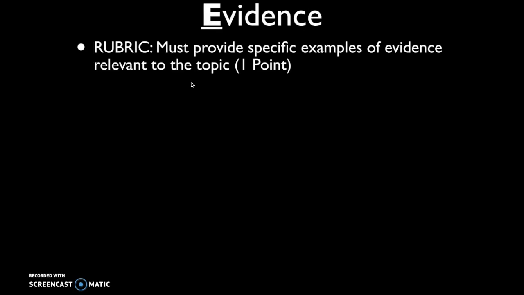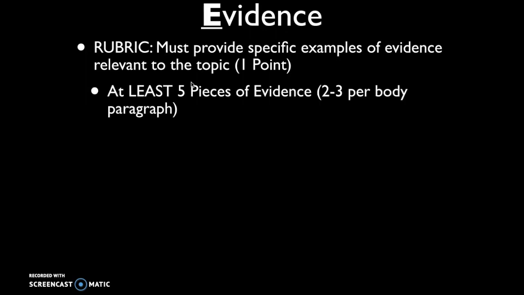So on the LEQ, there are 2 possible points for evidence. The rubric states the first point: you must provide specific examples of evidence relevant to the topic. But the College Board doesn't state exactly how many pieces of evidence you need. So we're going to try and shoot for at least 5 pieces of specific evidence, which ideally is around a minimum of 2 to 3 per body paragraph.